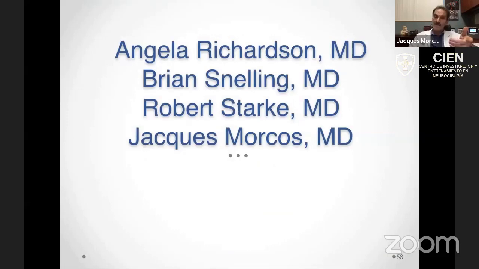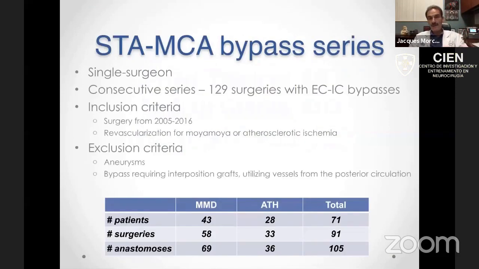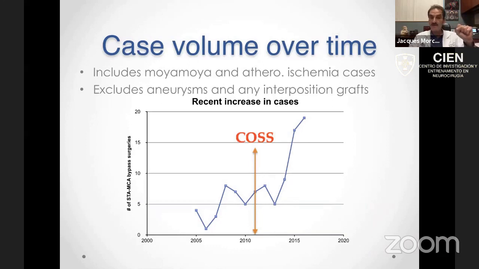I'd like to thank my residents and my partner for helping me look up my series, which I had looked up from 2005 to 2016, and we are updating it currently because I do have many more cases since 2016. But this study looked at 105 cases of Moyamoya and atherosclerotic ischemia.